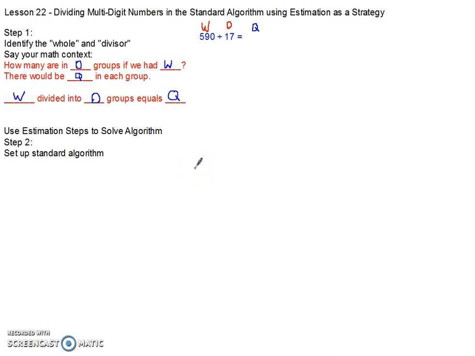Now we get into solving using the standard algorithm, and we're going to use estimation to help us do this. So step two is you want to set up your algorithm, and your whole goes underneath the division sign, so 590 for us, and then 17, or how many groups, will go on the outside. We would read this right to left, 590 divided by 17, or 590 things divided into 17 groups.